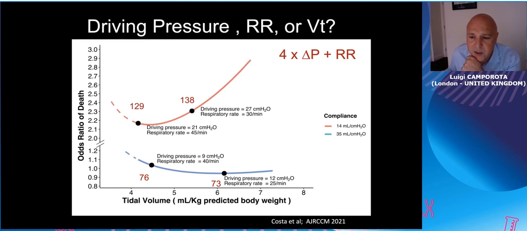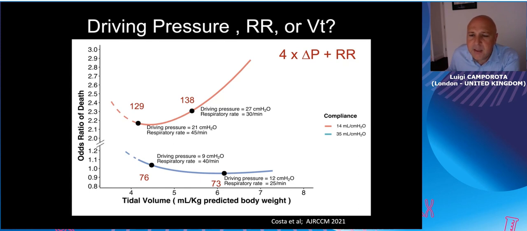But you can see which factor is better in terms of personalizing in patients with low compliance. You can see the pink curve versus patients with a higher compliance, the blue curve. So if you follow the one with a low compliance and you think about increasing the driving pressure from 21 to 27 by increasing the tidal volume, and as a consequence, the respiratory rate is reduced from 45 to 30, you can see what happens in those patients.